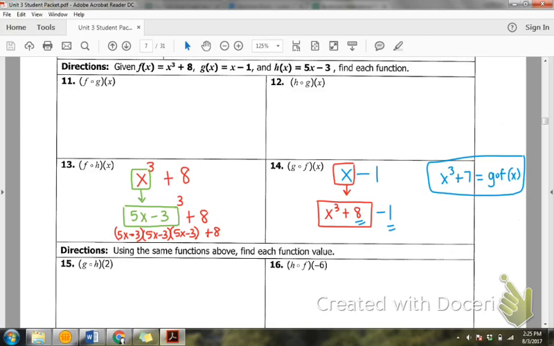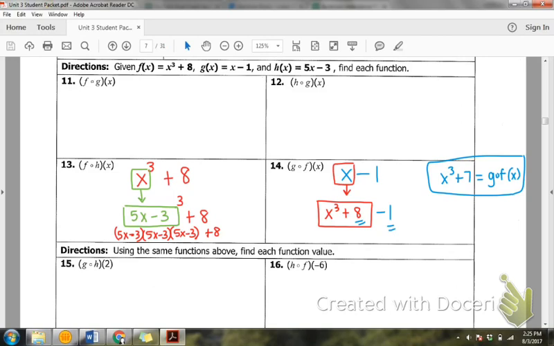Questions on that? No. Okay, so if we look at 15 and 16, it looks very much the same, except now they give us numbers. So what are we going to do, you think? Plug them in. Plug them in for x once you have solved the whole thing out. So let's start with number 15.